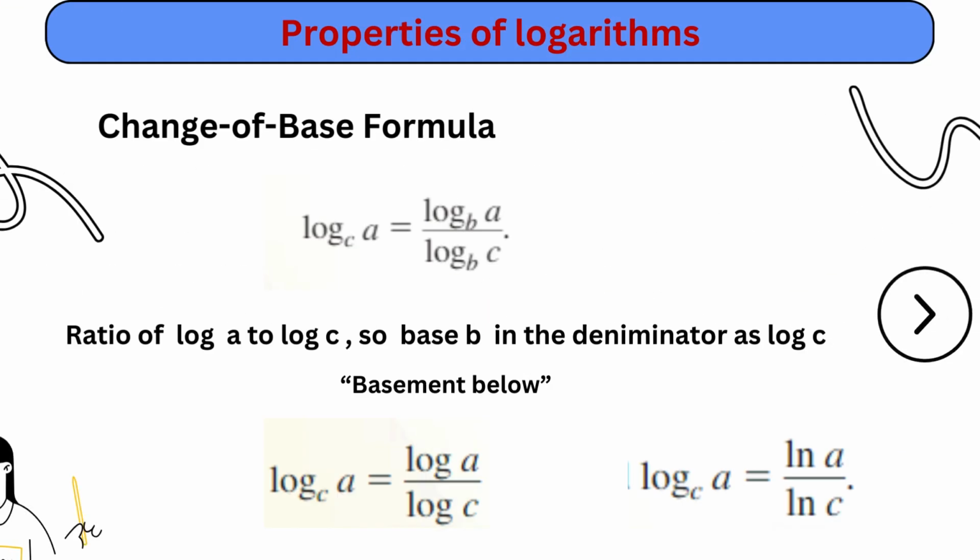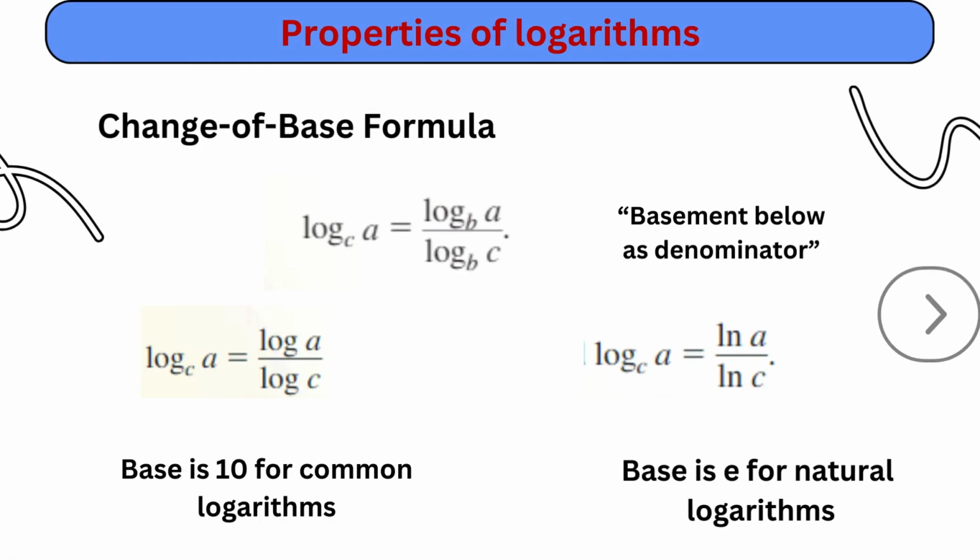Change of base formula. Log of a to base c equals log a over log c to the base b. So consider writing log a to base c as the ratio of log a to log c, so move the base c to the denominator as log c with base b. Remember the phrase: basement below as denominator. Or simply use log a over log c. As it is a log function, the base is 10. It is the same for the natural logarithmic function also; we can write it as ln a over ln c. For the natural logarithmic function, the base is e.